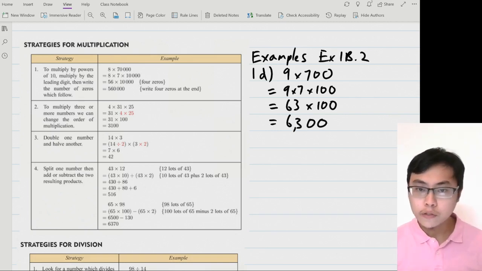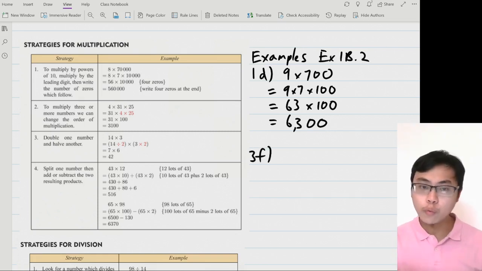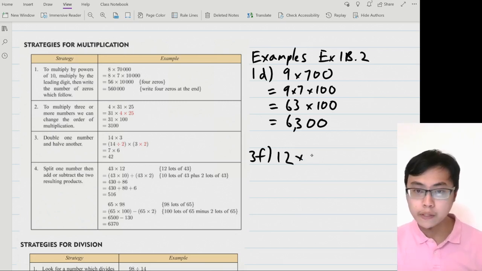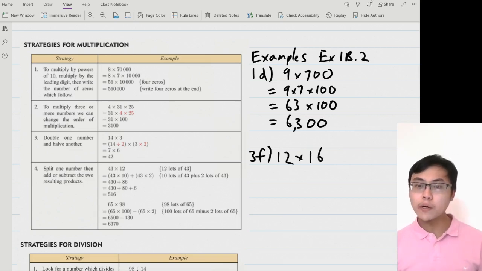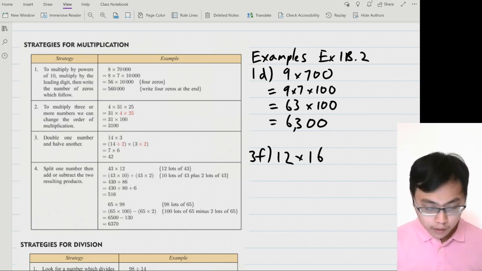Next example I'm going to do is 3F. Once you're done with one question, I want you to skip a line and then write the next question. Remember, you need to copy down the question as well. So you can see here, I am copying down 12 times 16. When I look at this, how am I going to multiply this? Well, let's look over here.